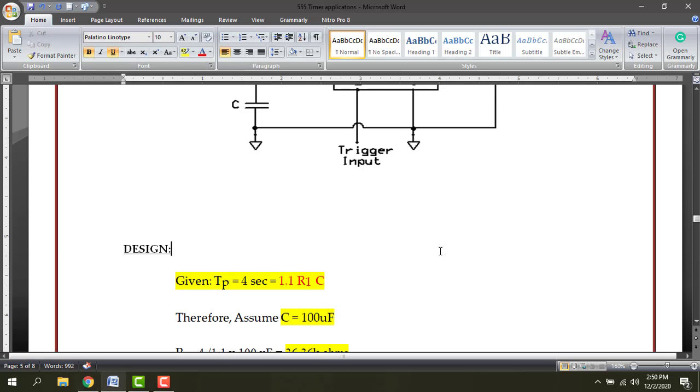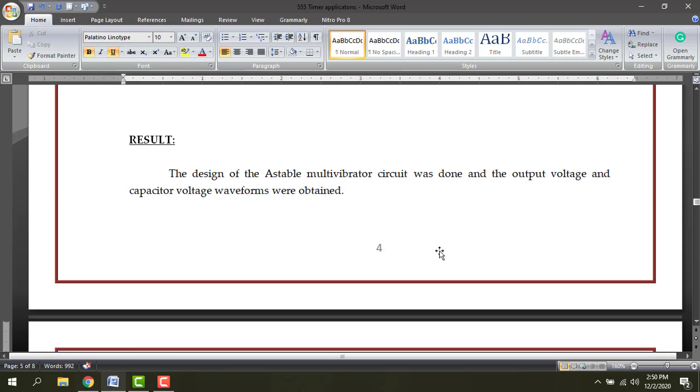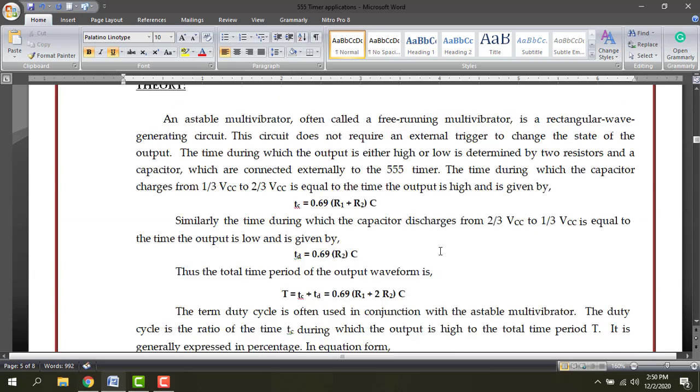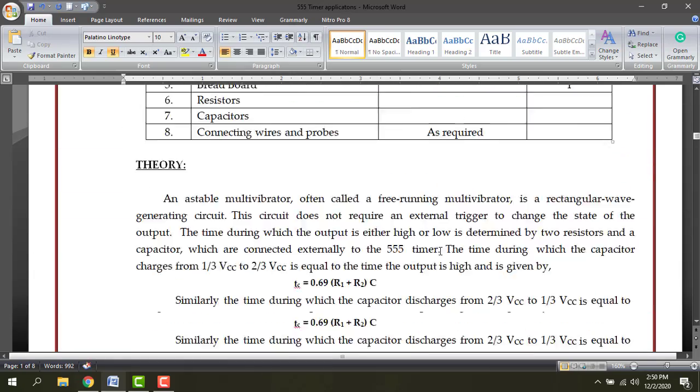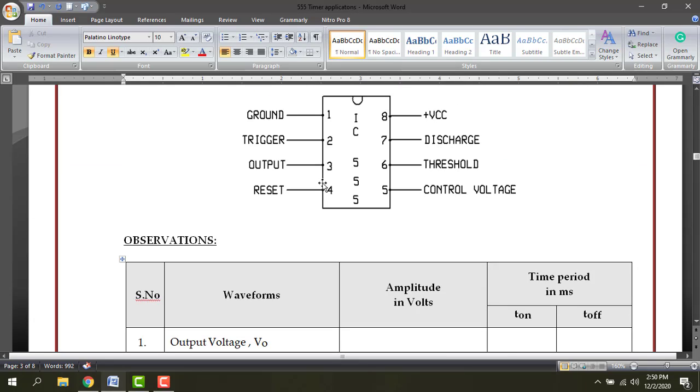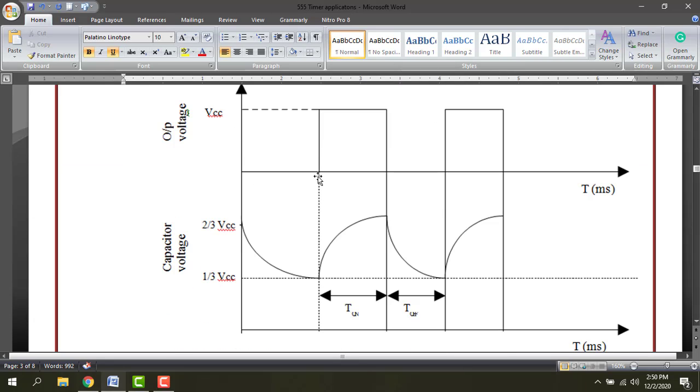So this monostable multivibrator is used to produce a time delay, and the astable multivibrator is used to produce a square waveform. ஸ்கொயர் வேவ்ஃபார்ம் நீங்கள் அவுட்புட் டெர்மினல், தட் இஸ் அவுட்புட் டெர்மினல் பின் நம்பர் 3 அதில் எடுத்தீங்கன்னா ஸ்கொயர் வேவ்ஃபார்ம் கிடைக்கும்.